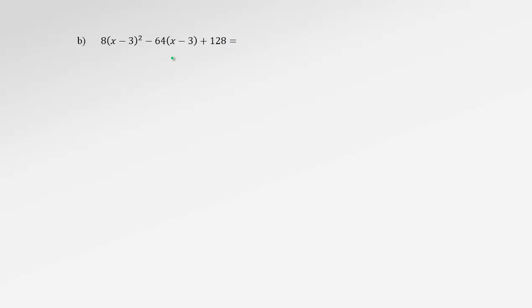Last example, let's try to apply similar strategy, except that, remember, the first step in any factoring is check for common factors. In this case, we have a common factor. It's actually 8. So let's pull the 8 outside of everything, and then we'll have x minus 3, which serves as a new variable, squared, minus 8 times this package x minus 3, and plus 16.